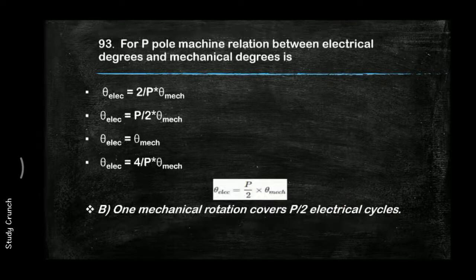Next, for P-pole machine, relation between the electrical degrees and mechanical degrees is, so the answer is theta electrical is equal to P by 2 into theta mechanical. So one mechanical rotation covers P by 2 electrical cycles.